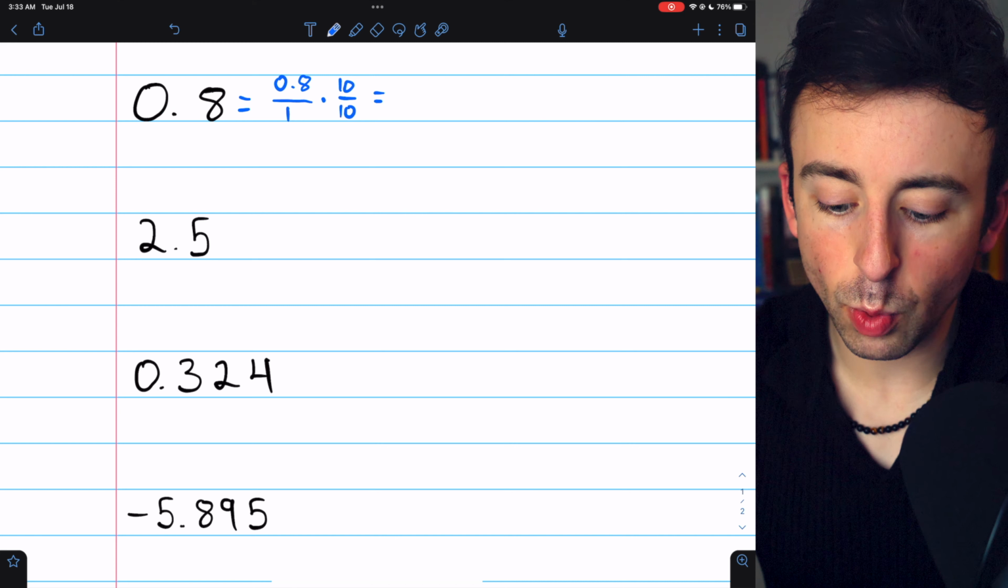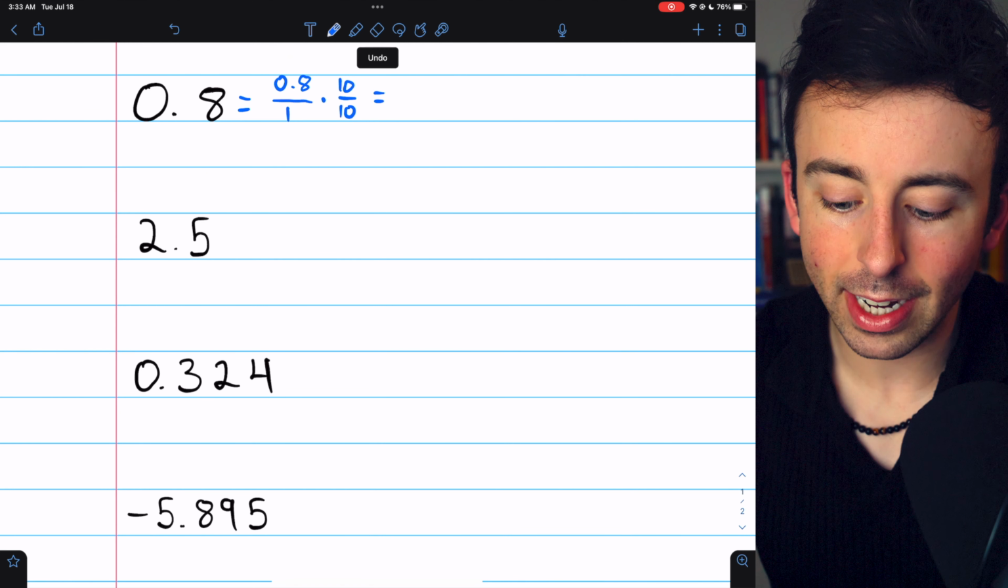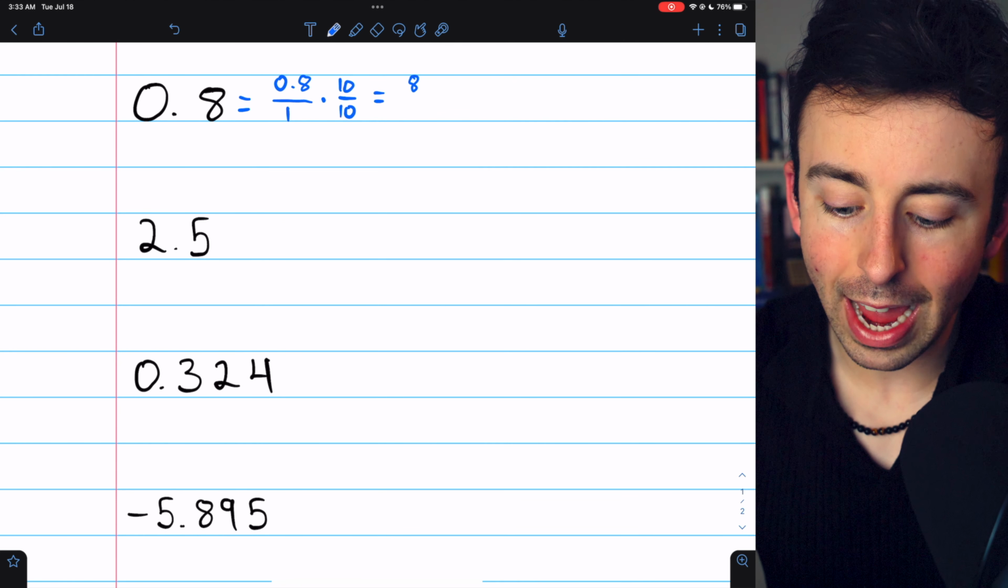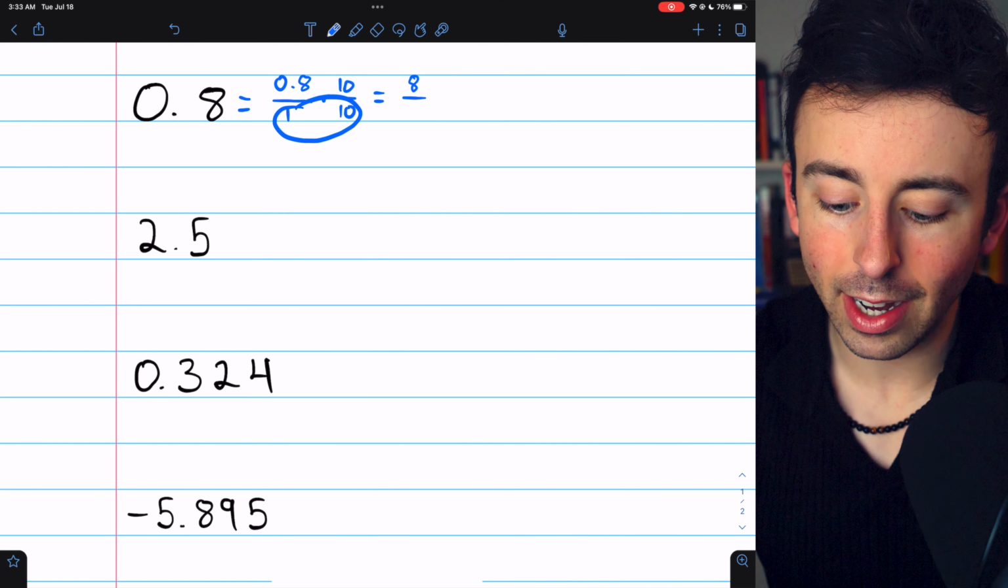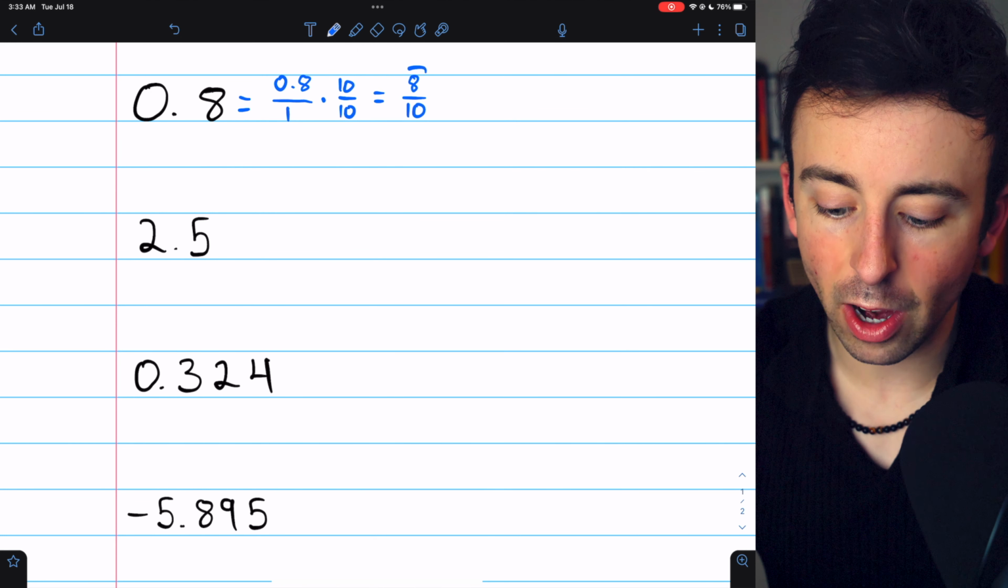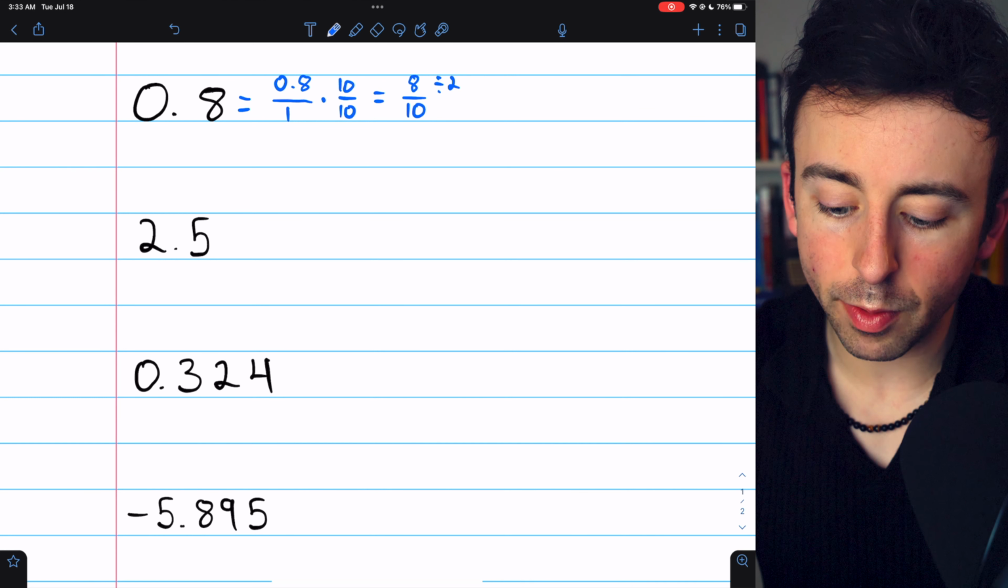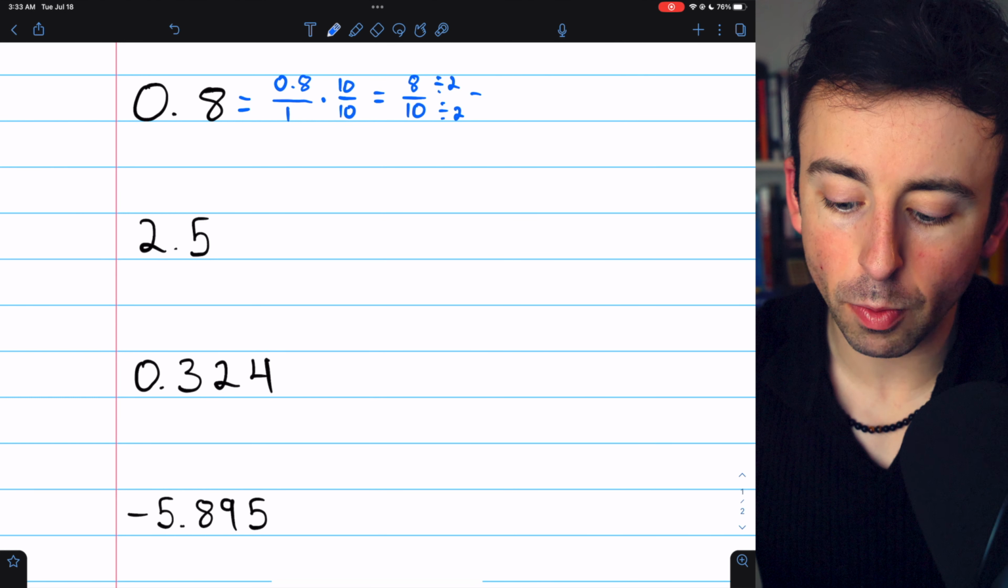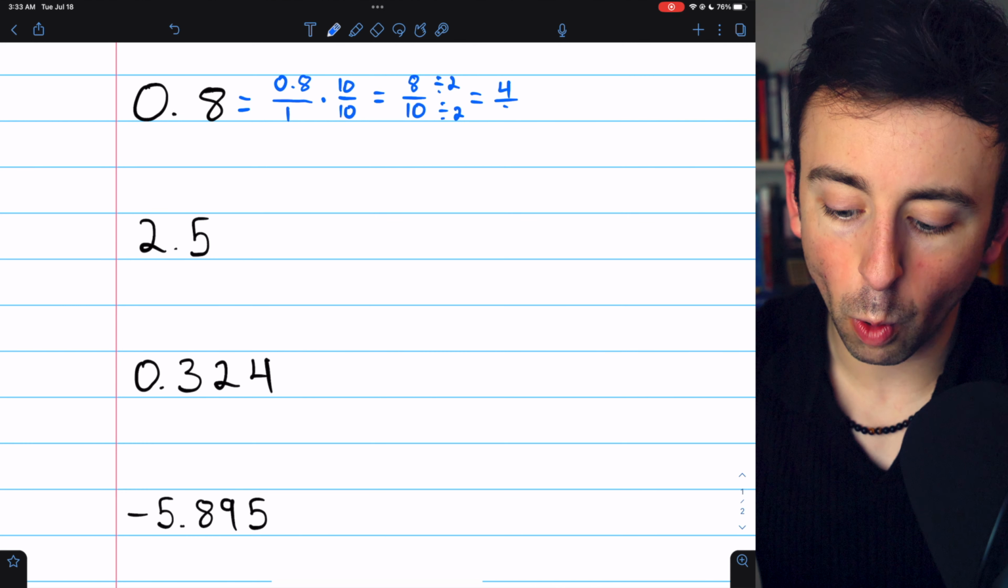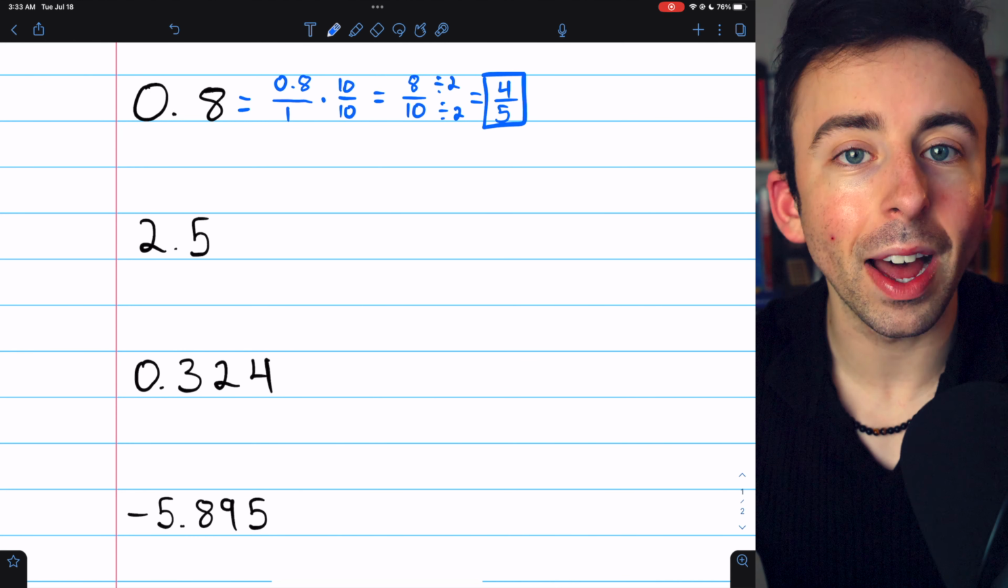So in this case, we have 0.8 times 10 in the numerator, which becomes 8, and we have 1 times 10 in the denominator, which is 10. And there we have our fraction, 8 over 10, which we could simplify if we divide the numerator and denominator by 2, and then it becomes 4 over 5 as our final answer.